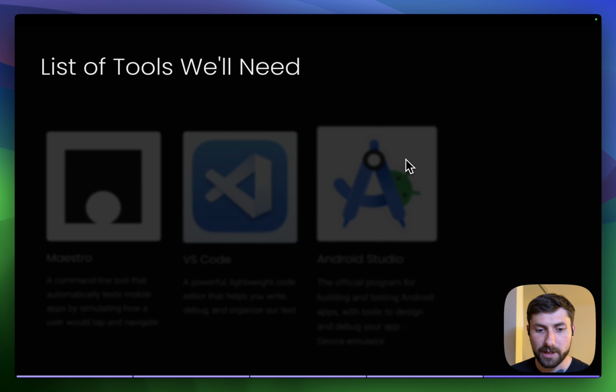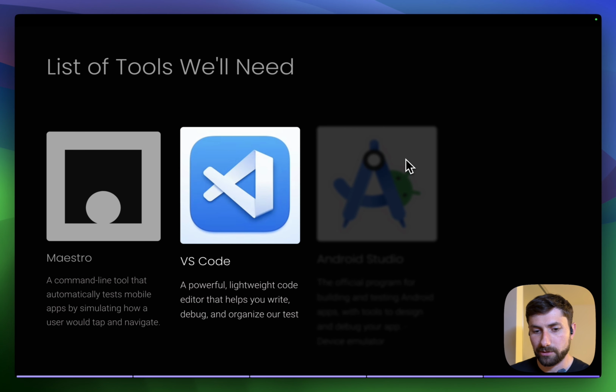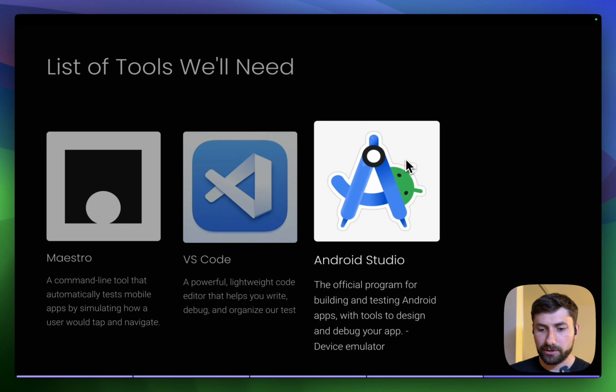So what other tools will we need? Obviously Maestro, the tool that executes tests. You need a tool where you're gonna write a test. In our case, we're gonna use VS Code, a powerful, lightweight code editor. And the third tool is Android Studio, because it has an emulator. An emulator is like having a virtual phone on your computer, and we're gonna test an Android app.